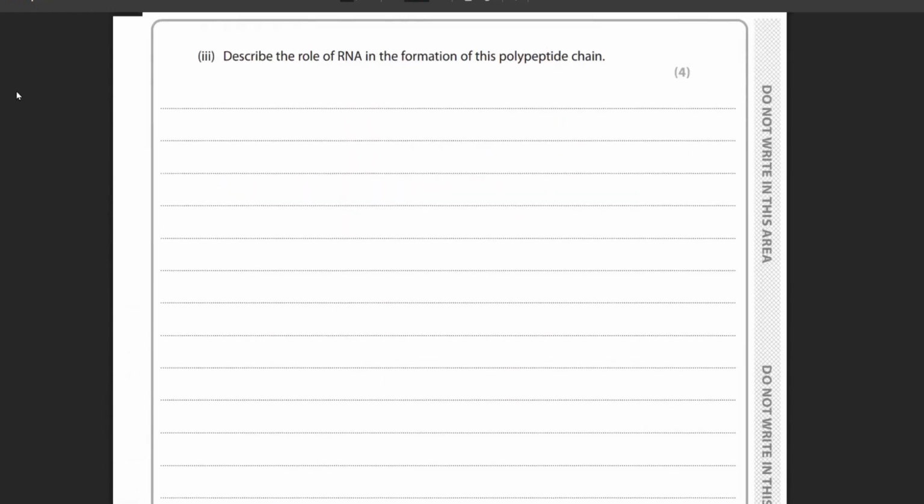Right, last part to this question. Describe the role of RNA in the formation of this polypeptide. Essentially, guys, they're talking about how mRNA and tRNA are involved. Well, that's in translation, which happens later, outside the nucleus. Transcription happens first, translation happens later. They're asking you to describe translation here, guys.